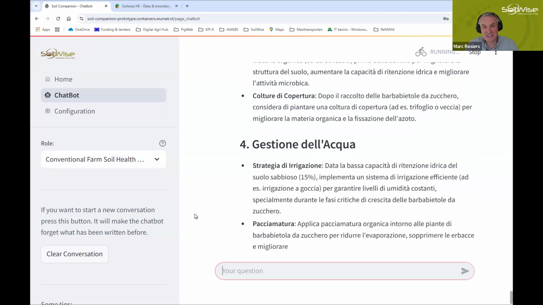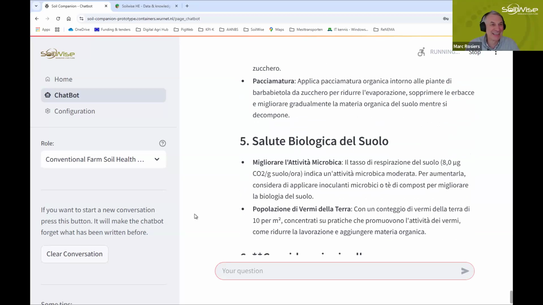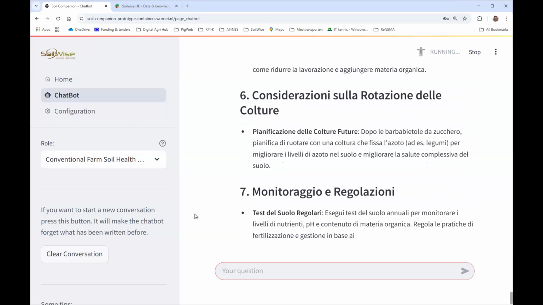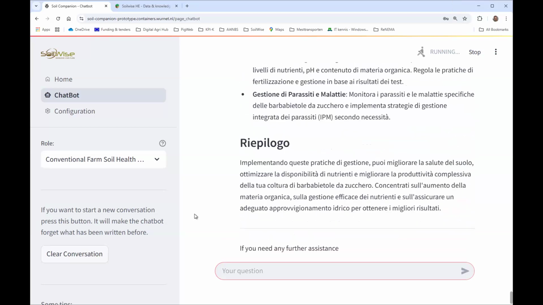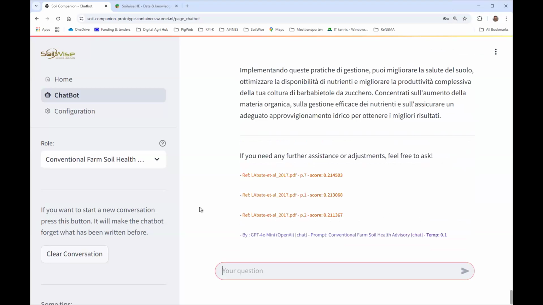It's nice. My colleague is Italian, so she can read if it is okay. She laughs, so it's okay. Okay.